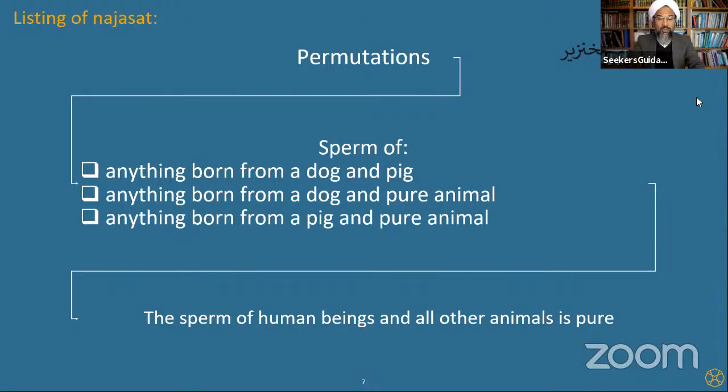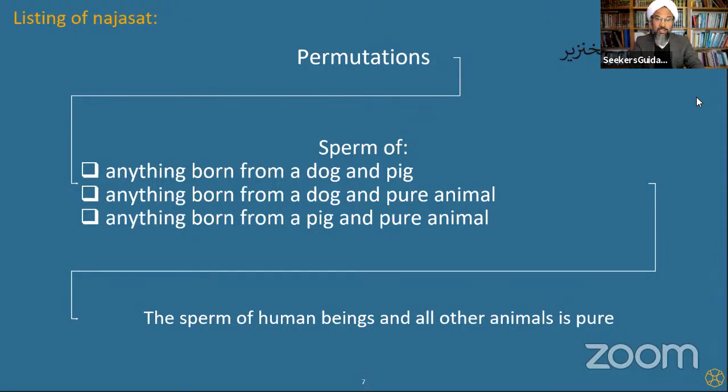What are the different permutations that we can have? Sperm of anything born from a dog and a pig. So you have a dog and you have a puppy, and then you have a pig and you have a piglet. Anything born from a dog and a pure animal. So you have a dog and you have another animal altogether, or you have a pig and you have another animal altogether, which is considered to be pure.